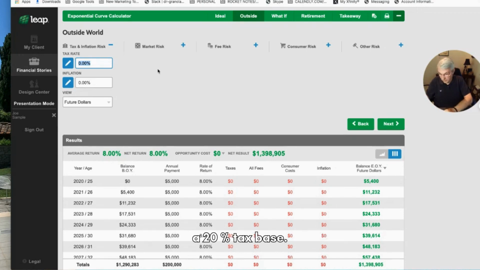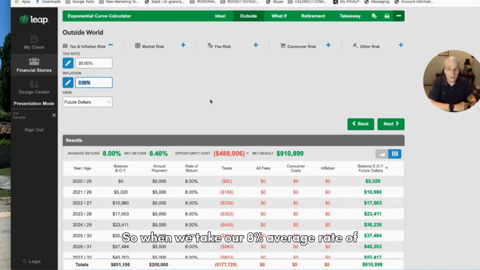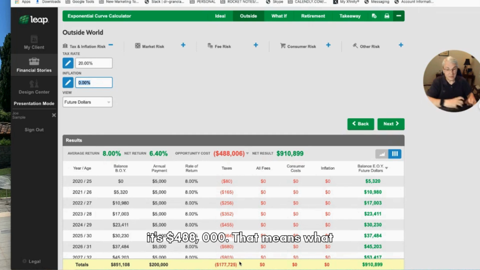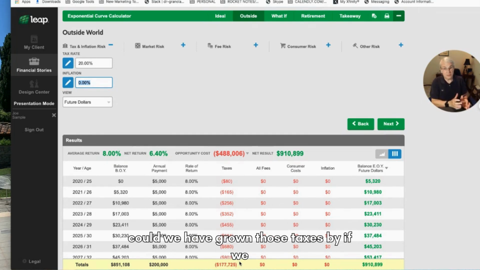So let's assume we've got a 20% tax base. When we take our 8% average rate of return, the 20% reduces our net, giving us a net return of 6.4. And so our taxes are $177,725. If we were to look at the opportunity cost of the taxes, it's $488,000. That means what could we have grown those taxes by if we put those away at the same rate of return that we were earning our growth at, 8%.